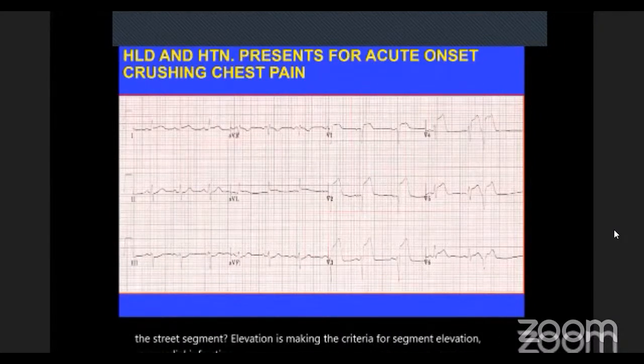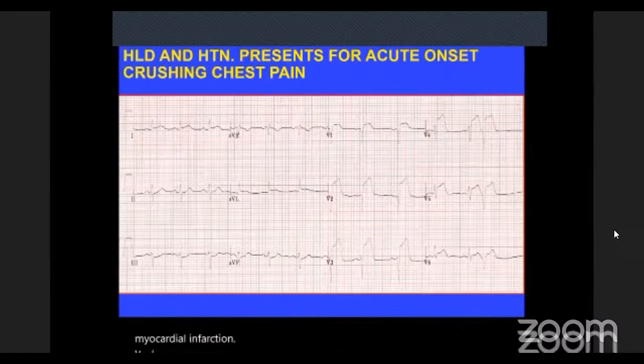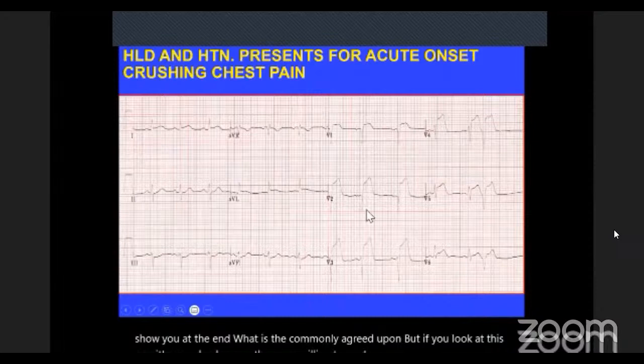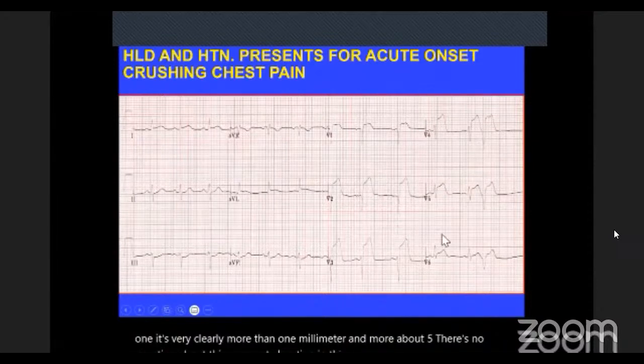Is the precordial different than the other leads? I forgot the number actually. No problem. We'll discuss it in a minute because actually there are different studies, but I'll show you at the end what is the commonly agreed upon. But if you look to this one, it's very clearly more than 1 millimeter and more about 5. There's no question about this ST segment elevation in this area, which is the anterolateral area.